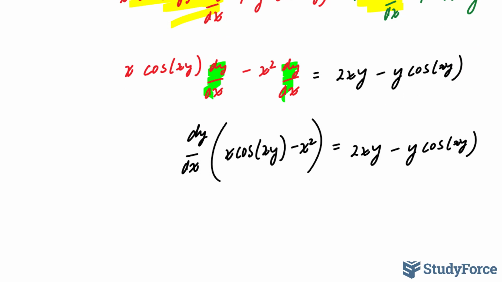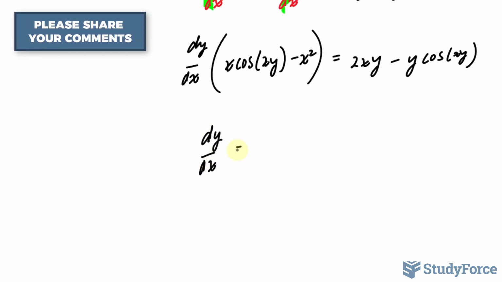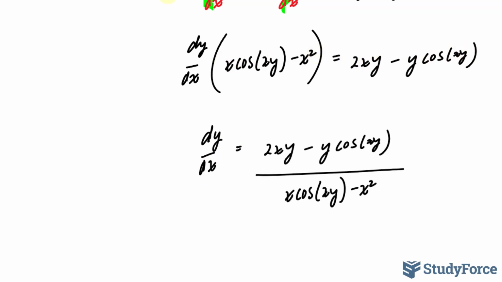Now, you will divide both sides by this expression so that we've isolated for dy over dx, leaving us with dy over dx is equal to this divided by that. And there you have it. What you see here represents the solution to our question.